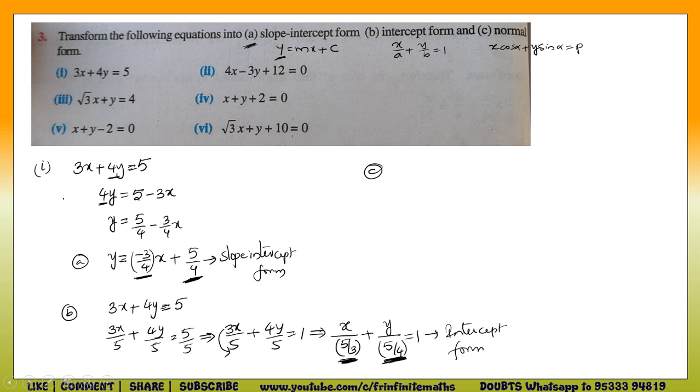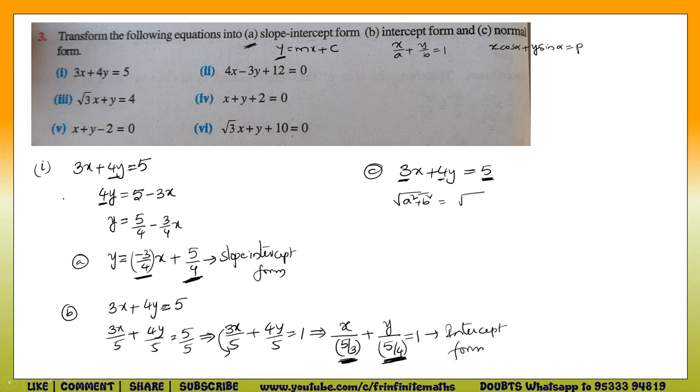So what is the third form? The third form is normal form. Normal form is where we need to represent in the form of x cos alpha plus y sin alpha is equal to p. While discussing normal form, we discussed this: when you transpose the constant, if the constant is positive, directly divide with the square root of the square of the x coefficient plus the square of the y coefficient. So this is a and this is b. First of all, find the value of root a square plus b square.